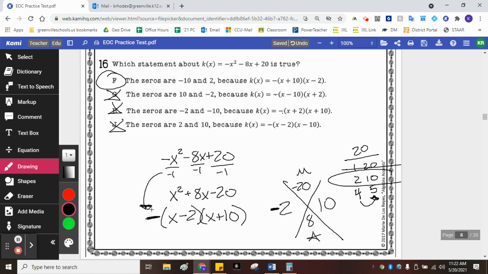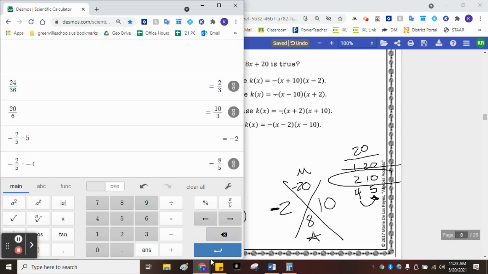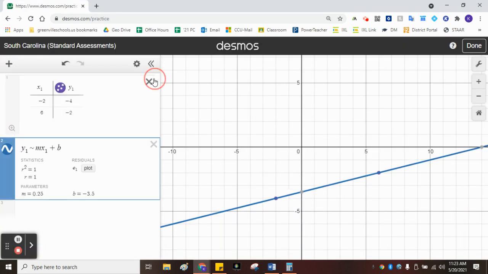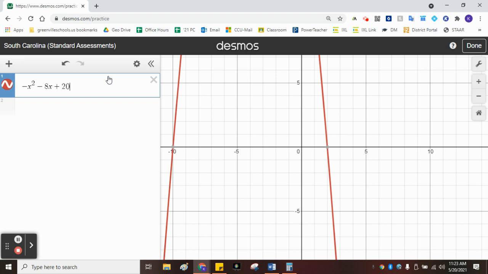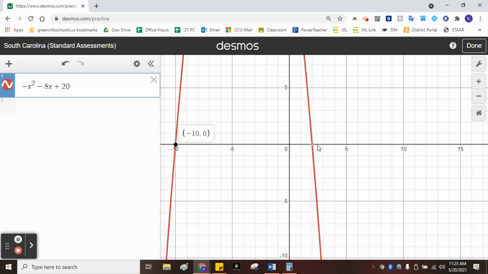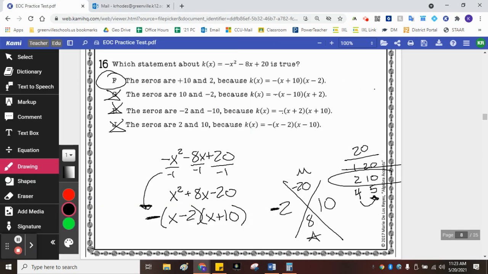If you're not good with factoring, graph it. Negative x squared minus 8x plus 20. Here are your zeros, negative 10 and 2. Your zeros are where you cross your x-axis, negative 10 and 2. That's the only one that's negative 10 and 2. I didn't even have to factor it.